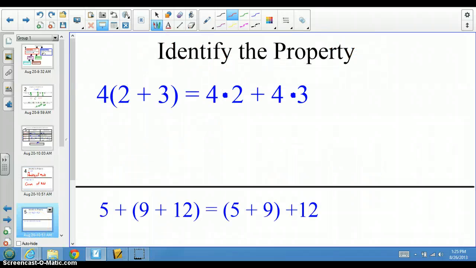Now the next one, 4, parentheses 2 plus 3 equals 4 times 2 and 4 times 3. Well, if I notice here, 4 times 2, 4 times 3. What am I doing? I'm multiplying those, and this is a form of distributive property.